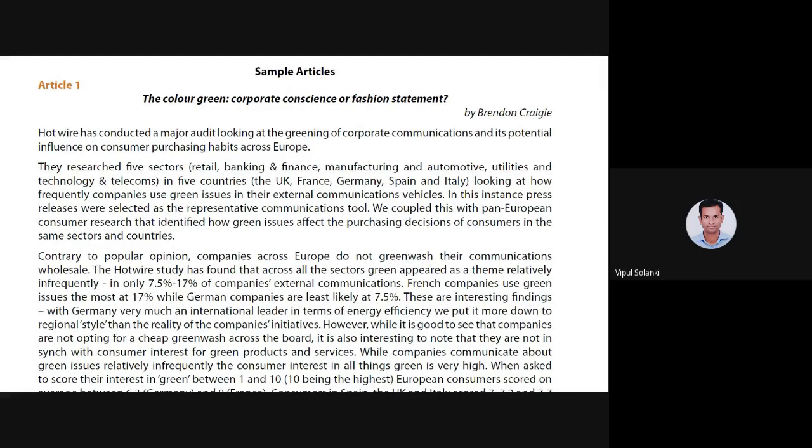Color green is greenery, right? So everybody is trying to contribute from their side about sustenance of the environment.